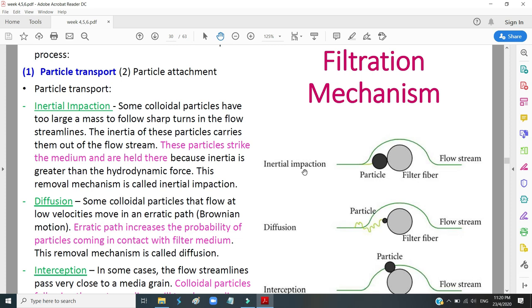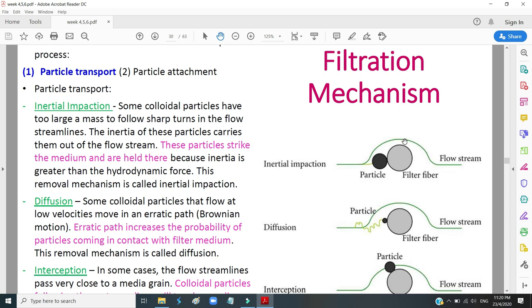The particle is stuck at the filter fiber here. When it wants to flow, the flow stream is quite strong, but the inertia is working in this direction. It will not change its direction up there.